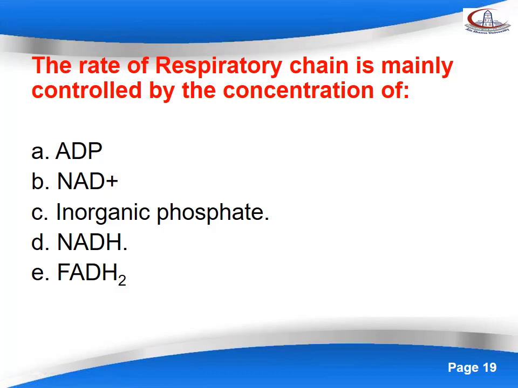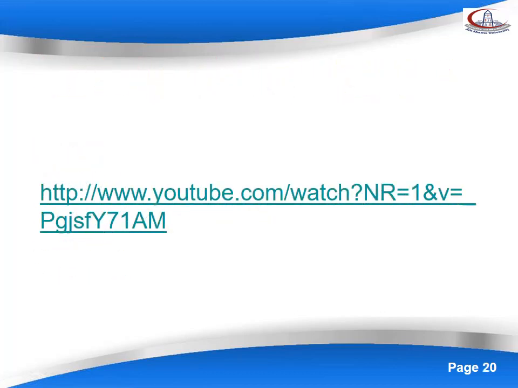It is a very easy question. The rate of the respiratory chain is mainly controlled by concentration of which component? Of course, it is ATP. To a lesser extent, inorganic phosphate can also control it, but the main control of the respiratory chain is due to ATP. Thank you.